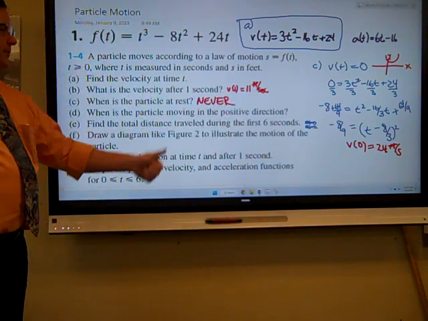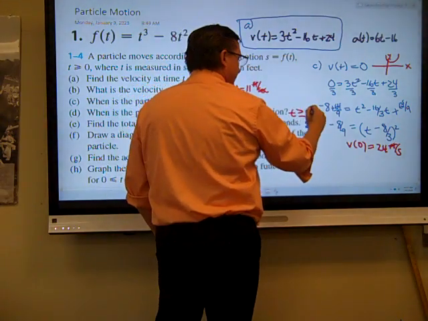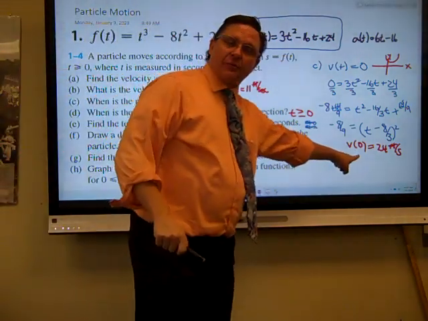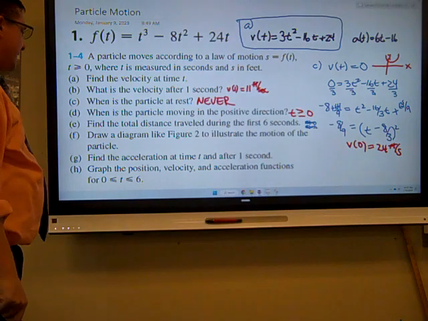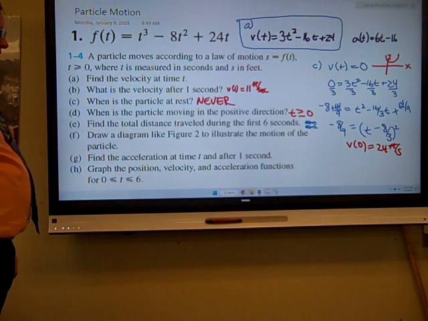When is the particle moving in the positive direction? Well, we just talked about this. It's always moving in a positive direction from t equals 0 on. And I needed to check 0 for that part. Okay, I had to make sure it was positive there. But the velocity is always positive. Find the total distance traveled in the first 6 seconds.